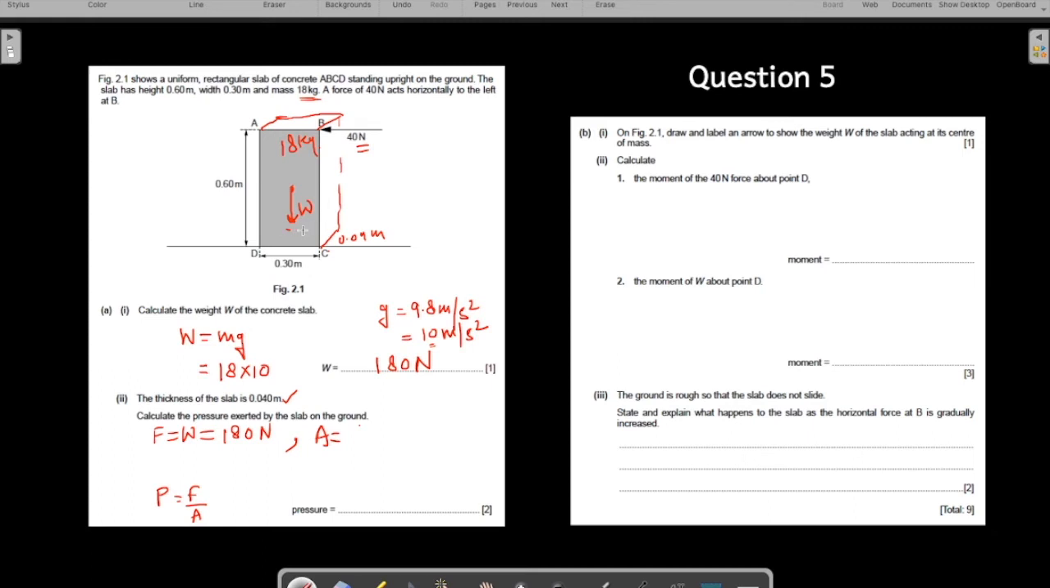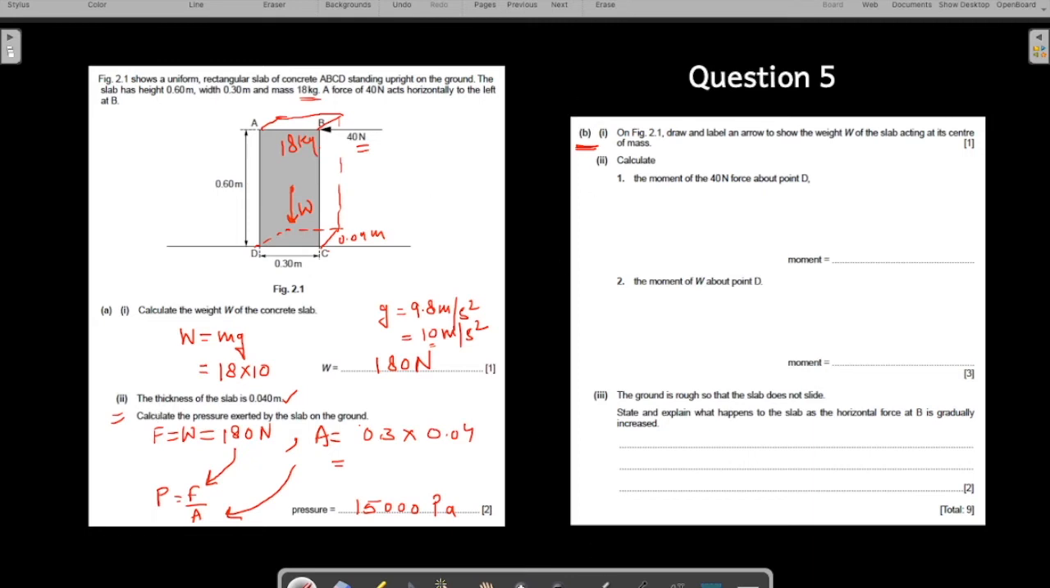The area down here would be something like this. It would be a square, sorry, it would be a rectangle. So which would be 0.3 times 0.04. So you'll get your area as well. You'll find your area, input the values in the formula, and you'll get the value of the pressure. The pressure would be somewhere around 15000 pascals. This is a simple and an easy question, a basic question that you all have been doing in your science for many years.